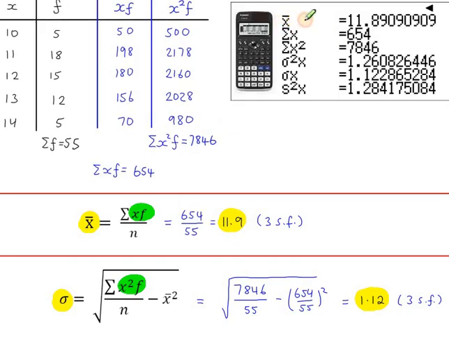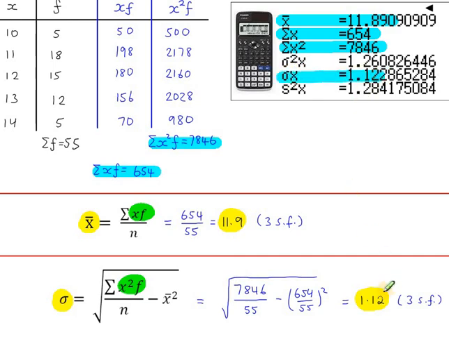And using the calculator, we have the mean, we have sigma x, 654, which is the same as this. We have sigma x squared, which is the same as this. We have our standard deviation, 1.12, which we have here.